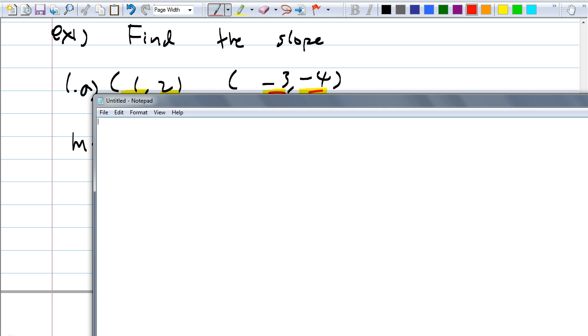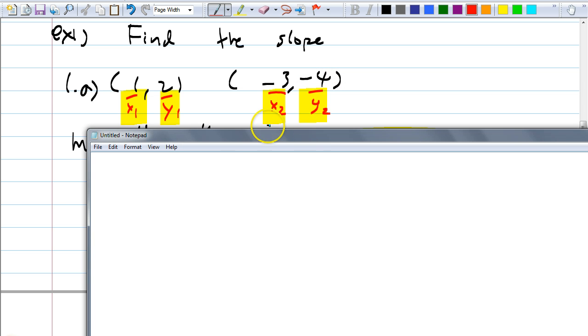By the way, before we do this, this is really easy, but people seem to make silly mistakes. So what I want you to do is first label these. What should I call this one? X sub 1. What about 2? Y sub 1, from the first point. What about -3? X sub 2, from the second point. And this is the y coordinate, so y sub 2. So please label it like this first, so you don't make silly mistakes.